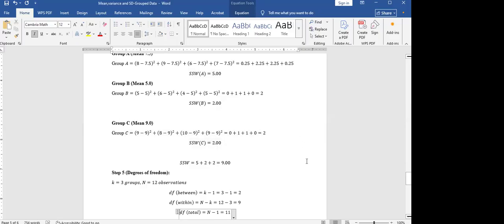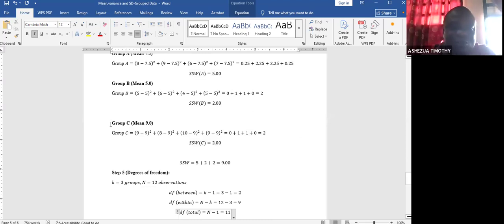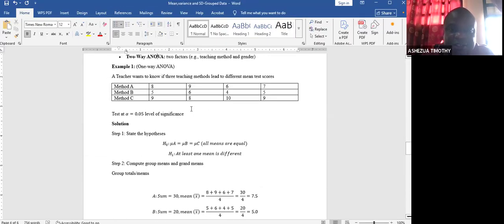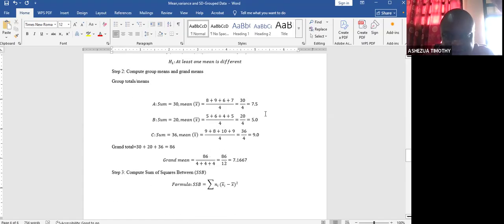Let me not say ladies and gentlemen, but distinguished ladies and gentlemen for group C, because you people are distinguished. It's the same thing for C. I will go to the table, pick each of the values: 9 minus the mean square, 8 minus the mean square, 10 minus the mean square, 9 minus the mean square. And that's what I'm going to do downstairs.